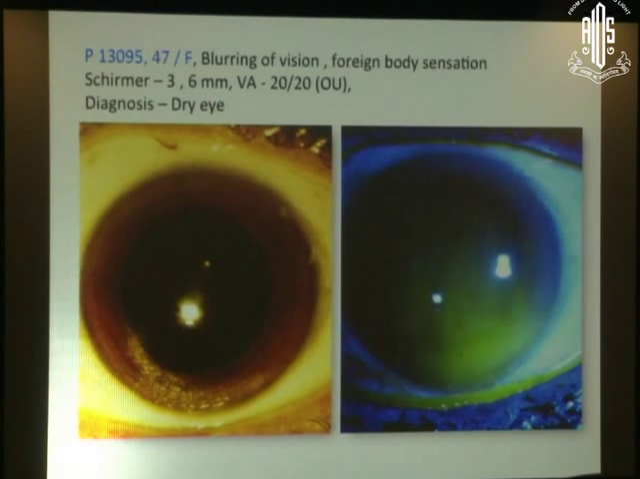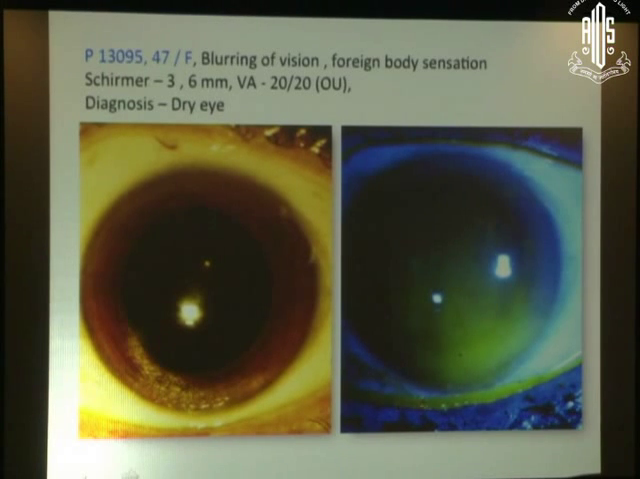Middle-aged female, 47 years old, complains of some blurring of vision, foreign body sensation occasionally. The Schirmer's is lower than 10, so it tells you she does have aqueous deficiency. The visual acuity otherwise is good when you see it in high contrast, though there may be other issues. So we diagnose it as dry eye.